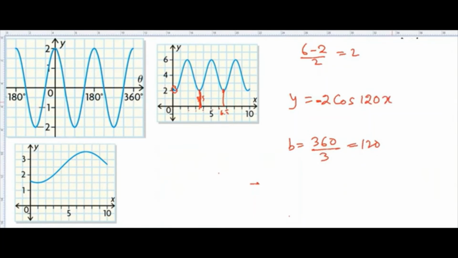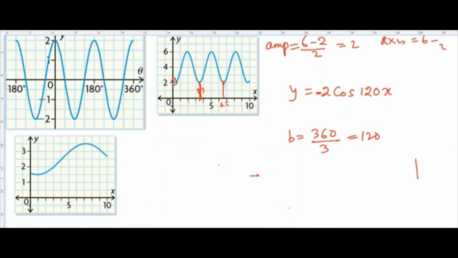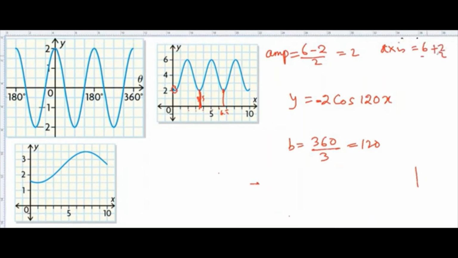Now for the axis, this is the amplitude, axis now. 6 plus 2, though we can visually see what the axis is here, but we should do it. 8 divided by 2 is 4. We can see that 4 is the axis. So plus 4. This is the equation.